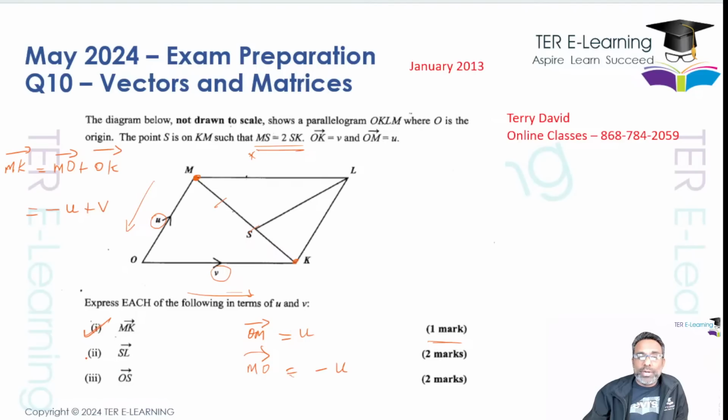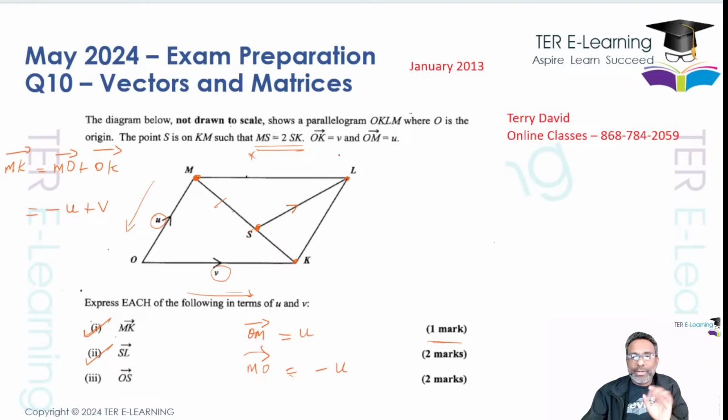The next thing we want to work out is the vector SL. So you want to go this way. Again, you want to start at S and end up at L. You need to look at the diagram carefully and determine how I can move from S to L. Based on that position there are multiple ways I can go from S to L. I can go from S to M, and then from M to L. That's a possibility. Or I can go from S to K, and then from K to M.